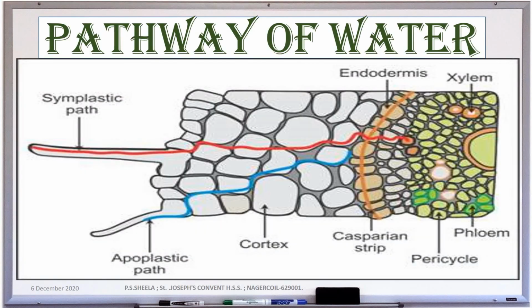Pathway of water: root hair absorbs water by diffusion, and once water enters into the root hair, it keeps moving with the concentration gradient. That is, water molecules move from higher concentration to lower concentration. As a result, water moves from the root hair cells to the cortical cells by osmosis. And finally, it reaches the xylem of the root. From there, it is transported to stem and leaves.